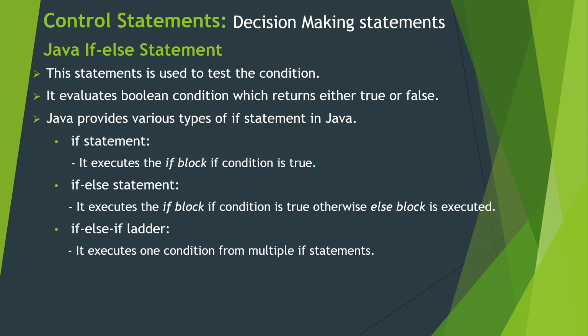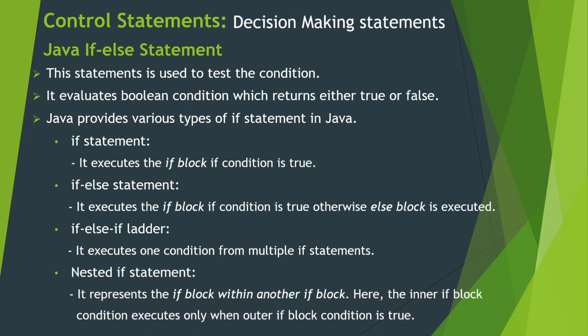Then third we have the if-else-if ladder. Why is it known as the if-else-if ladder? Because here we are giving multiple if conditions. In the above two we have given only one if, but in the if-else-if ladder we will give multiple if conditions. We will see how to give the multiple conditions. But just remember, it executes one condition from those multiple if conditions.